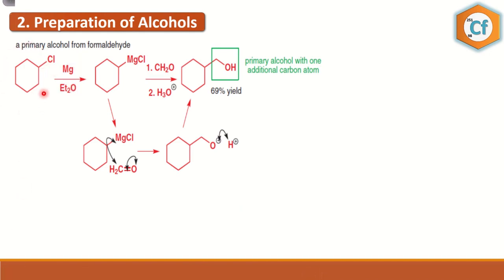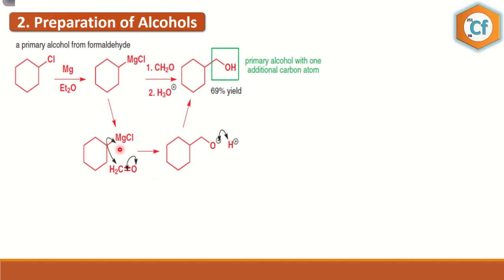I have taken a cyclohexyl chloride here, 1-chlorocyclohexane, which on treatment with magnesium in diethyl ether under anhydrous and dry conditions and under an inert atmosphere, formed this Grignard reagent. This Grignard reagent is then treated with formaldehyde. We are using formaldehyde, CH2O, H-C double bond O-H.